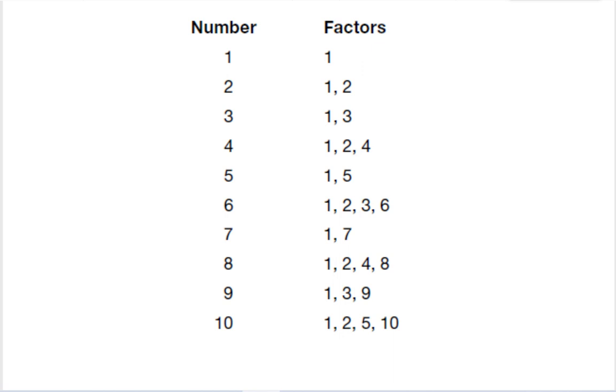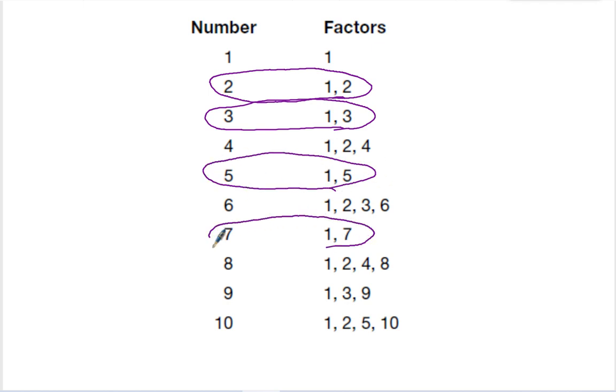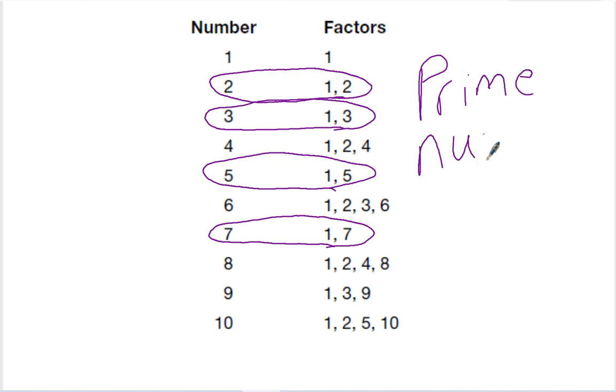Here I have listed the first 10 counting numbers and their factors. And as you notice, some of these numbers have exactly 2 factors. That's the numbers 2, 3, 5, 7. Numbers that have exactly two factors are called prime numbers. Prime numbers can only be divided by the number 1 and itself. So in the case of 2, it can only be divided by 1 and 2. Notice the number 1 has only one factor, so it is not prime, and neither is it composite, which is what we call these other numbers.